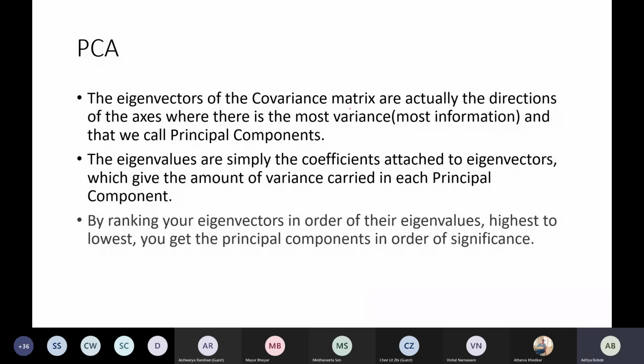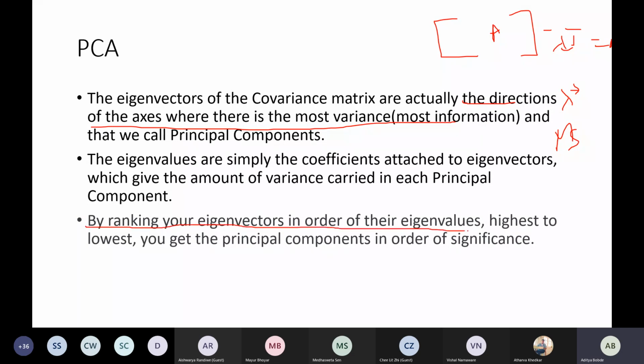Just remember the eigenvectors. In the case of your covariance matrix, you will be finding your eigenvectors. So this was A minus lambda I, and you are finding the values of lambda. Once you have found the values of lambda, it tells you the direction of the axis where most of the variance lies. Most variance means most information. After that you will rank your eigenvectors in the order of their eigenvalues.